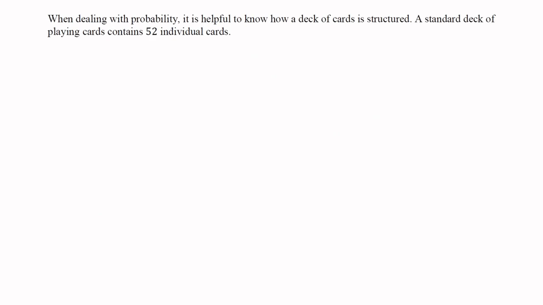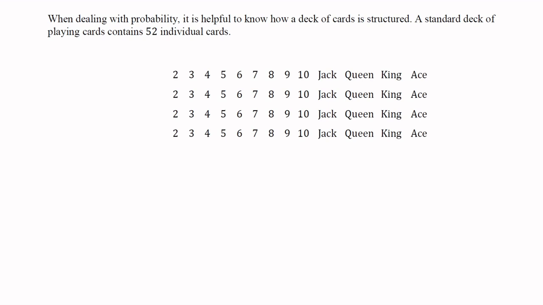When dealing with probability, it is helpful to know how a deck of cards is structured. A standard deck of playing cards contains 52 individual cards. So this is a listing of the 52 cards that you will encounter in a deck. We have 4 sets of 2 through 10, a jack, queen, king, and ace. Each of these is referred to as your 13 ranks. We also have 16 face cards when you count ace as a face card. So unless otherwise specified, we are going to assume ace is a face card in this case.